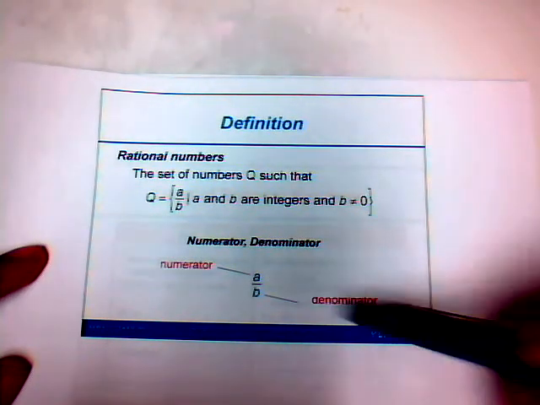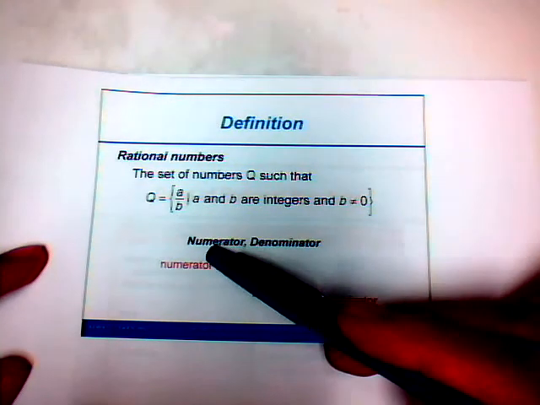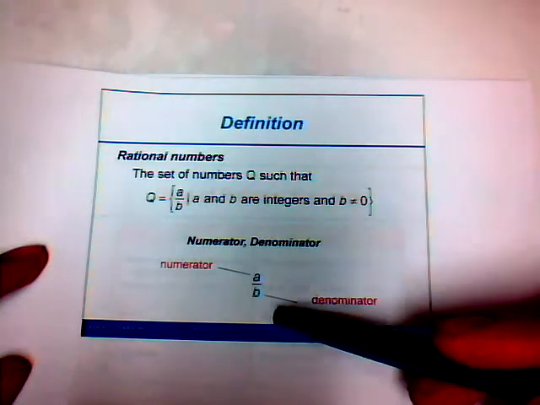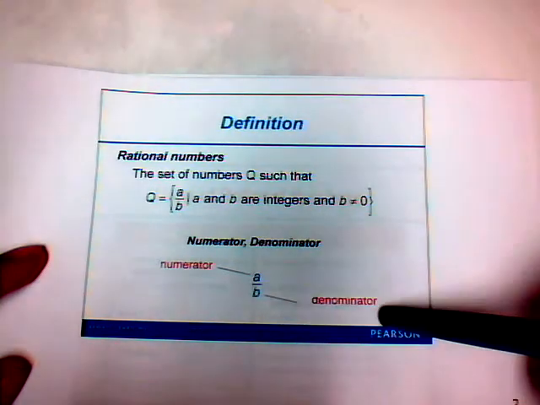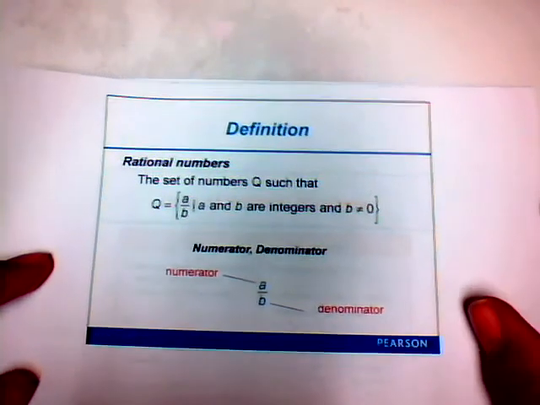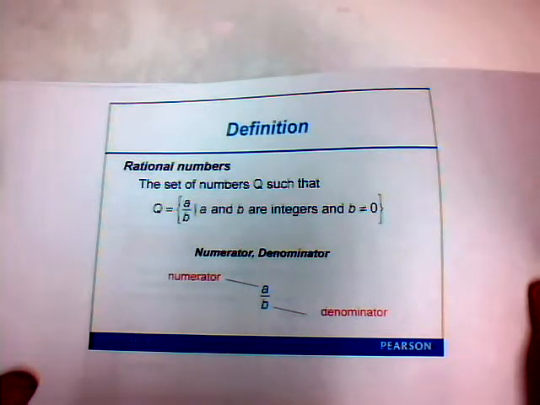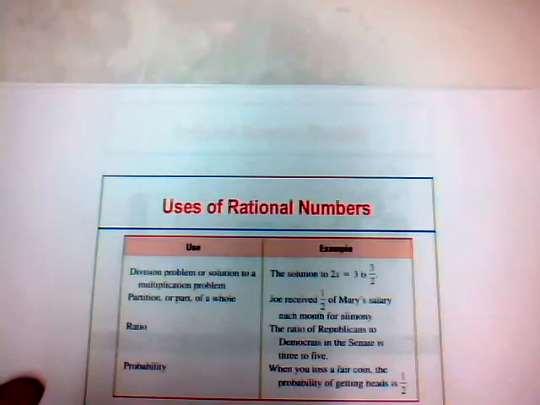And in this fraction, A over B, the number on top is your numerator. The number on the bottom of the fraction bar is your denominator. Okay? So the numerator is always above the fraction bar. The denominator is below the fraction bar.